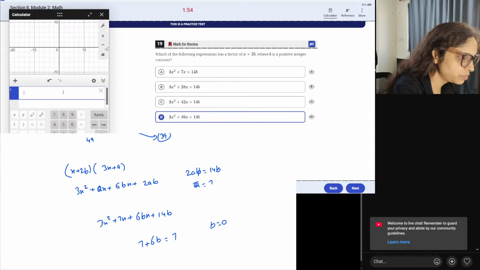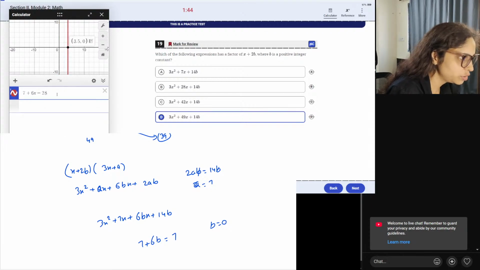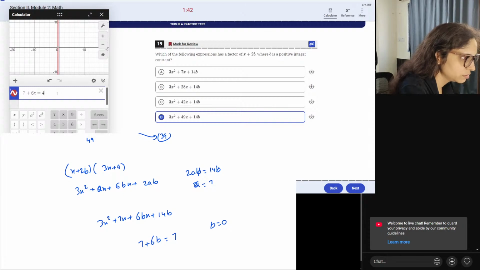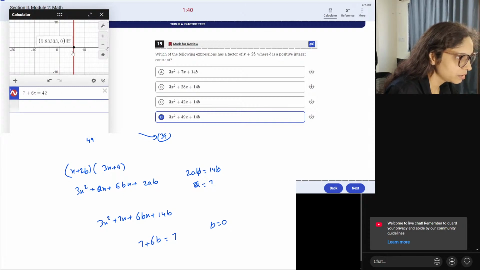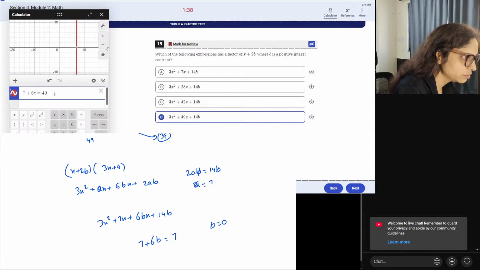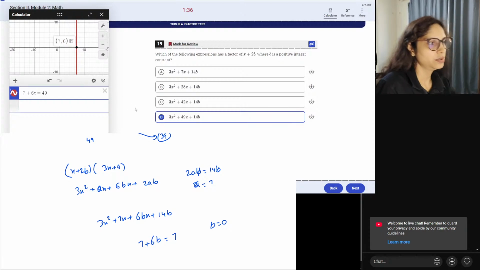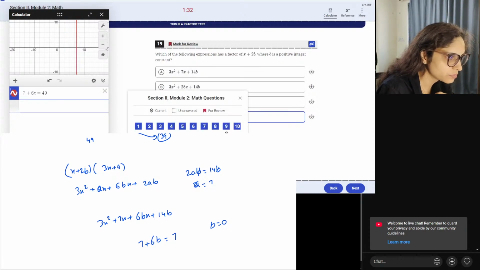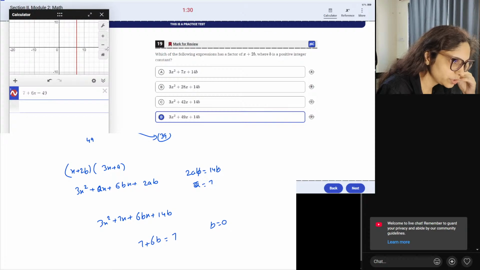So you can also do 7 plus 6b. So we have to find the value of b is equal to 7. It is 0, not allowed. 28. It's a decimal, not allowed. 42. It's a decimal, not allowed. 49. It's a positive integer constant, so it is allowed. Thankfully, we were able to do everything.